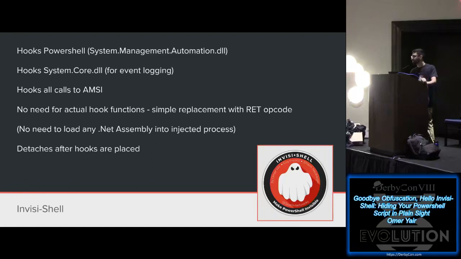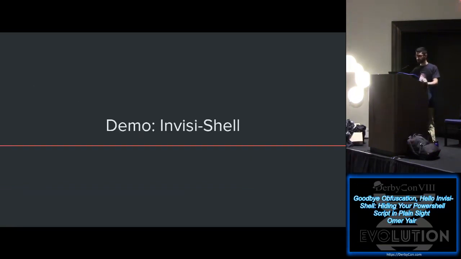But then again, there is no need to actually place a hook function, because we don't want the functions that log the messages to do anything. We just add a ret opcode instead of adding a jump, as I've shown you before. So we don't even need to load any other DLL except for the CLR profiler to find those functions and hook them. You can run Invisi shell either with admin privileges or without. And it detaches after it hooks all the functions. So again, forensics tools will not see the Invisi shell on the target process. So we want to see how it works.